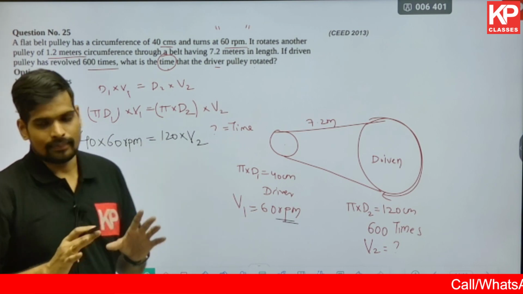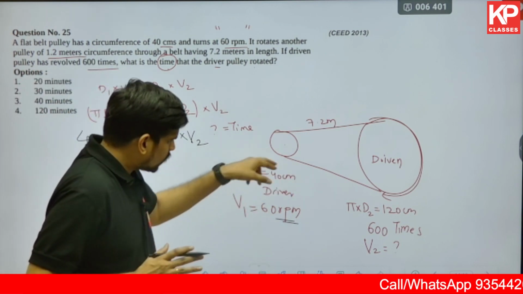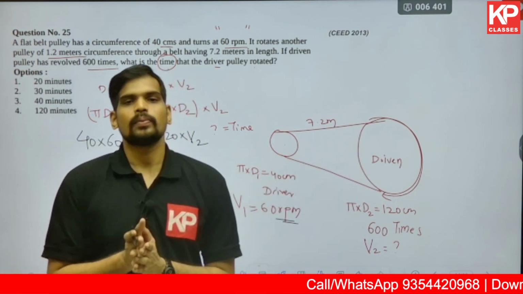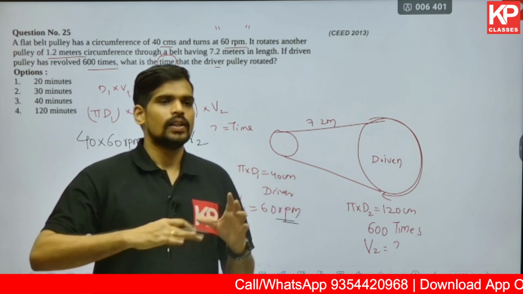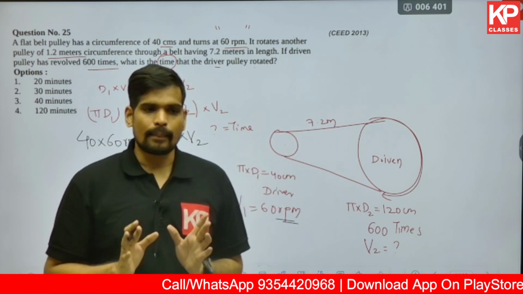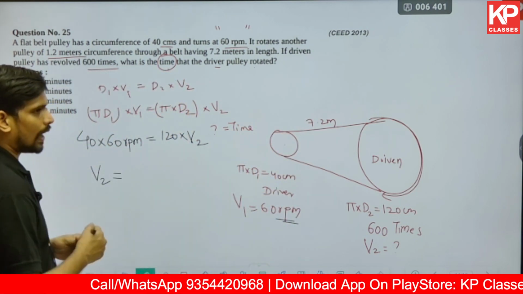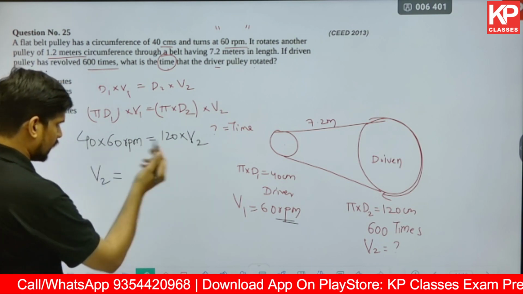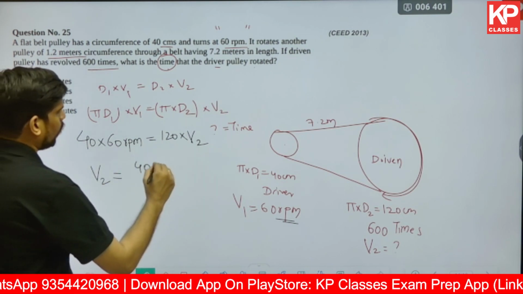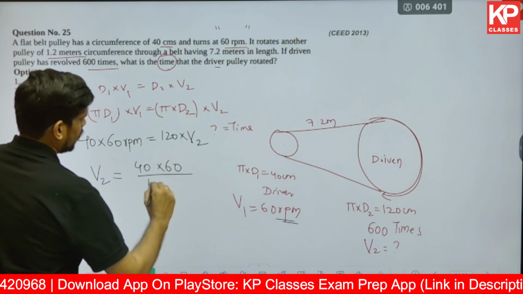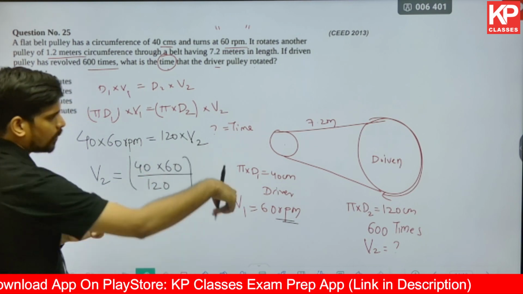So remember the time for which this rotates has to be the same because they are connected with a belt. Overall the system functions for the same amount of time. So that is what we need to calculate over here. So v2 we need to know the value. So that will be 40 into 60 divided by 120. That will give us the rpm of the second disc.